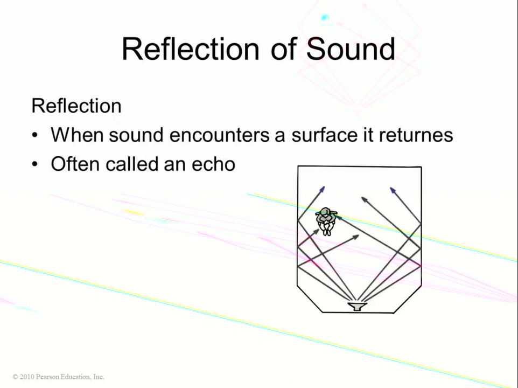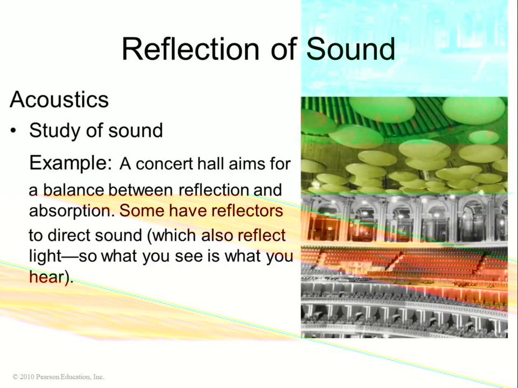Sound is just a wave, and so reflection is a normal phenomenon of sound or of waves. Reflection means when sound encounters a surface, it returns, and often this is called an echo. Now, this is an important topic in acoustics, the study of sound. For example, in concert halls and theaters, a balance is aimed for between reflection and absorption. In fact, some theaters have reflectors to reflect and direct sound, similar to light.